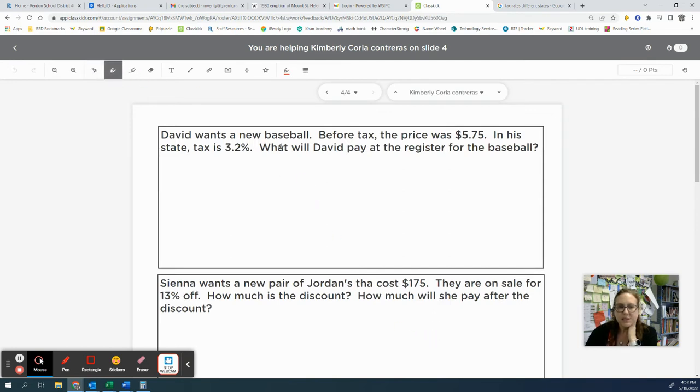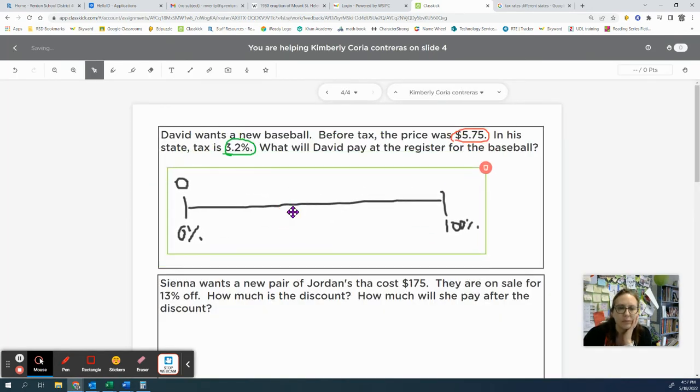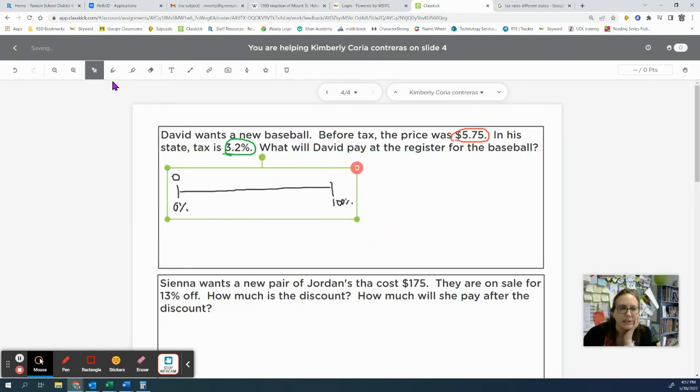Here we got David wants to buy a new baseball. Before tax, the price was $5.75. In his state, tax is 3.2%. What will David pay at the register for the baseball? All right, so the price is $5.75. The tax rate is, not $3, 3.2%.